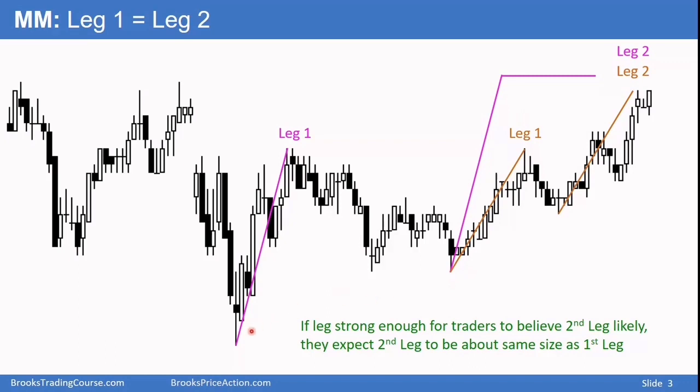So here we have a nested leg 1, leg 2 measured move. Leg 1, pullback, leg 2. And the second leg subdivided into a smaller leg 1, pullback, leg 2. In fact, this second leg subdivided as well, leg 1, pullback, leg 2.